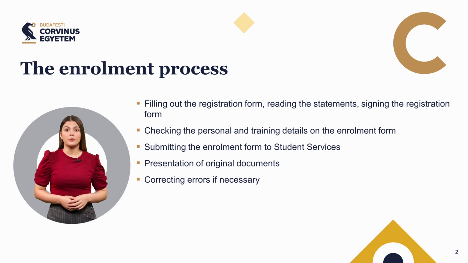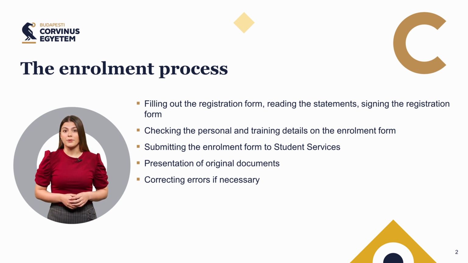In this presentation, we will discuss the enrollment process and the most important information about the student status. You initiate the enrollment process by completing and signing the enrollment form, which you must submit in duplicate to the student services. Before signing the registration form, make sure that your personal and training details are correct. If something is wrong, cross it out and write the correct information next to it.